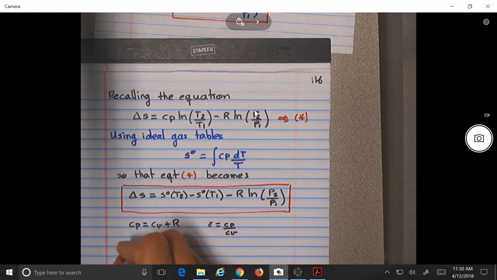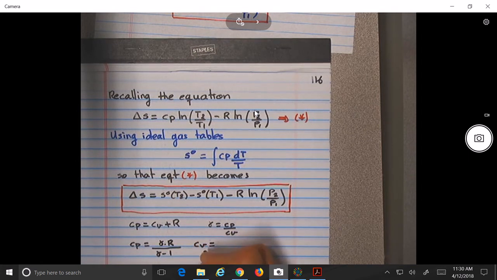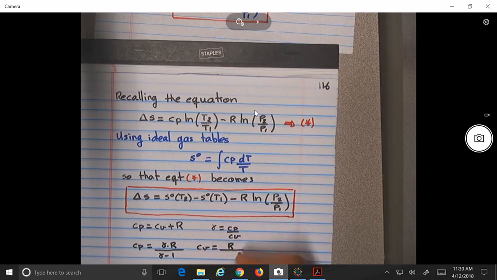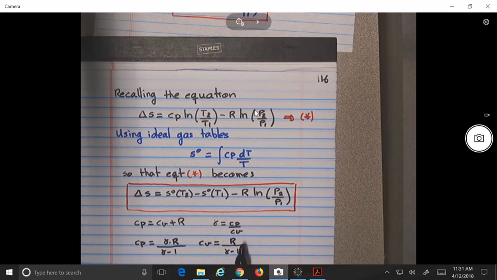And then we have the other 2 relations. Cp equals gamma R divided by gamma minus 1. And Cv is equal to R divided by gamma minus 1. So let's see if that's true. So Cp equals, yeah, it's correct.